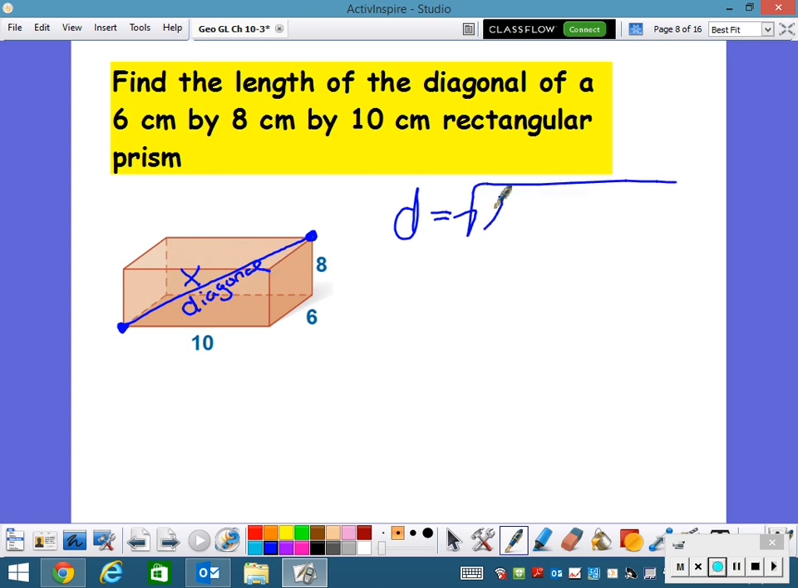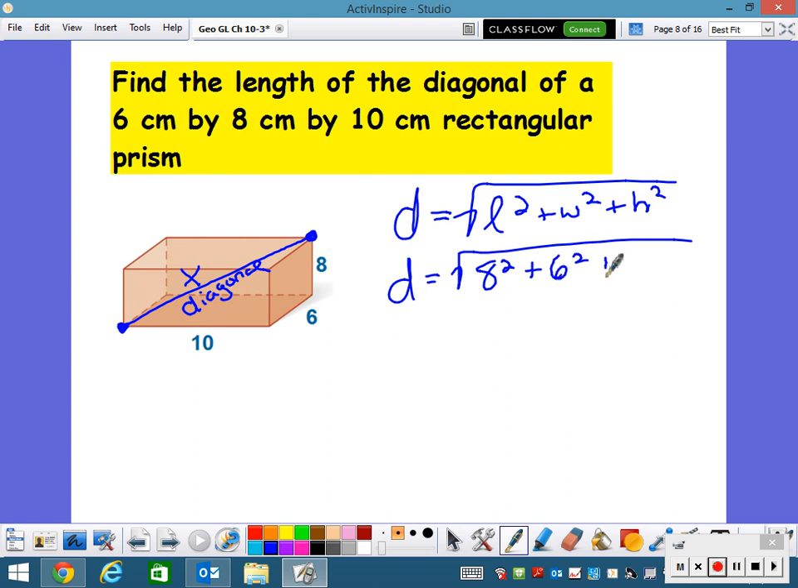D equals the square root of L squared plus W squared plus H squared. The L, the W, and the H are all interchangeable. It doesn't matter which one you plug in for which. So D equals the square root of 8 squared plus 6 squared plus 10 squared. I would just put this straight into your calculator. I wouldn't try to step out squaring each of the numbers. I would just type square root of 8 squared and so on and see what comes up.